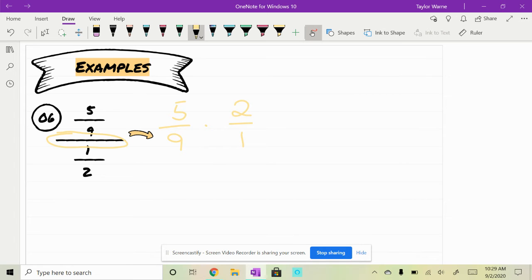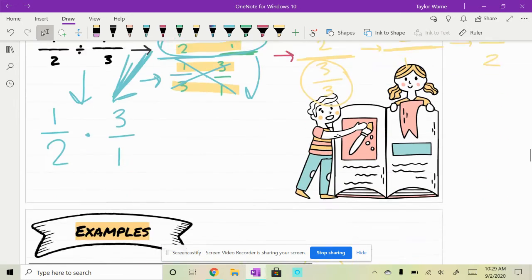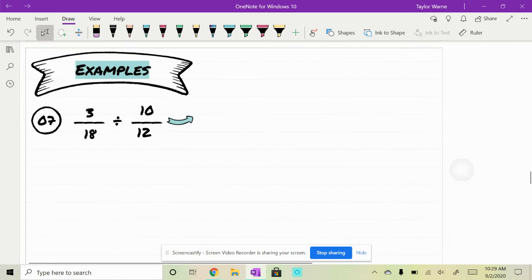We could see if there's anything to cross cancel. 5 and 1 cannot simplify. And then there's 2 and 9, which again, can't simplify. So we're going to multiply straight across. 5 times by 2 is 10. 9 times by 1 is 9. So 10/9 is our answer here. Okay, we've now done 3 different examples together. So this is where I would recommend taking a pause, trying example 7 on your own, and then checking back to see if you got the same answer as we did.